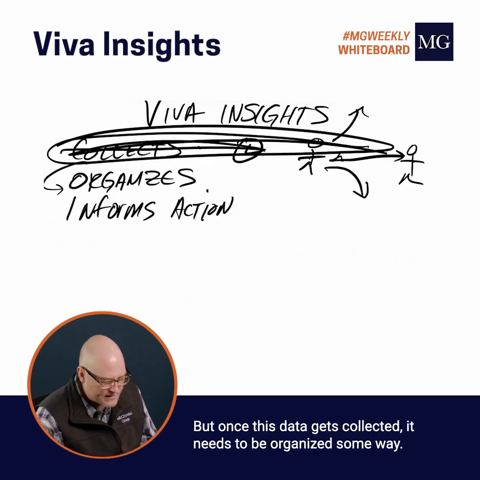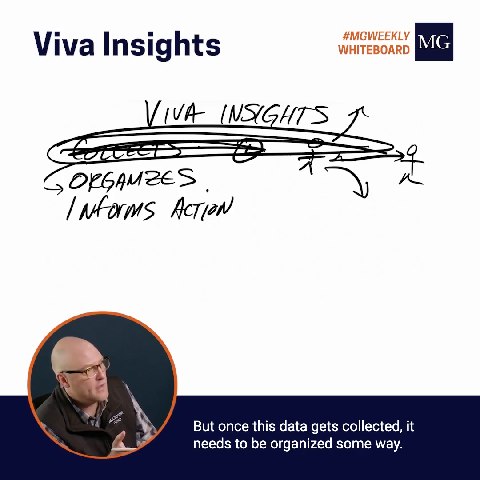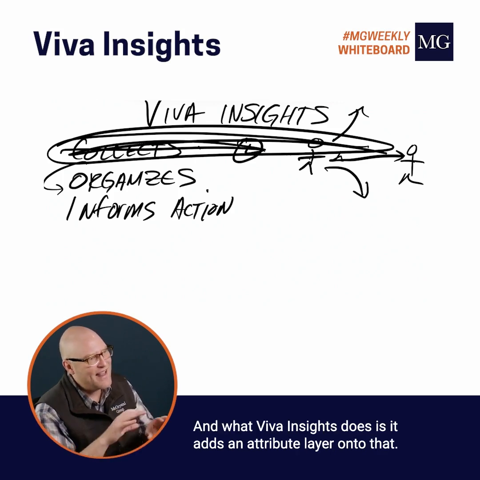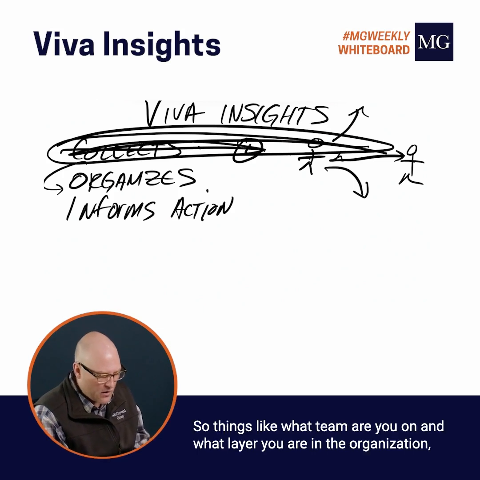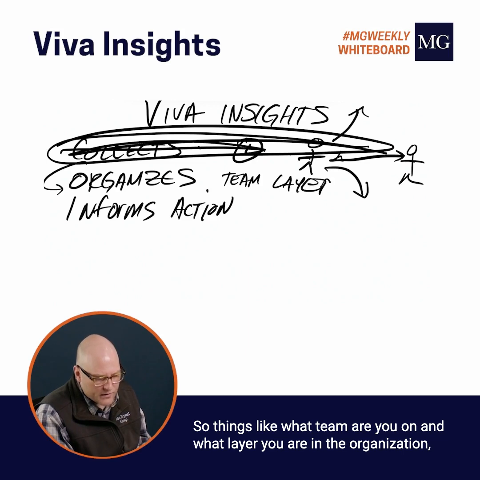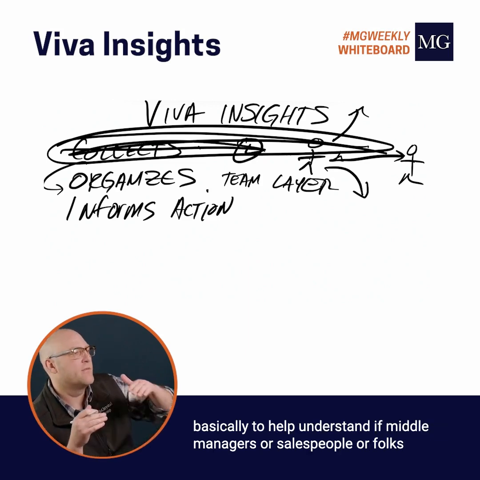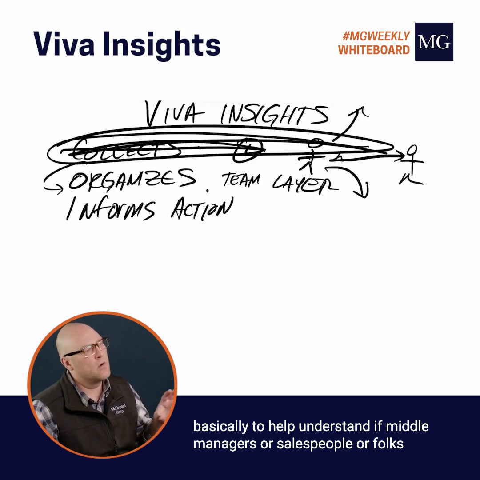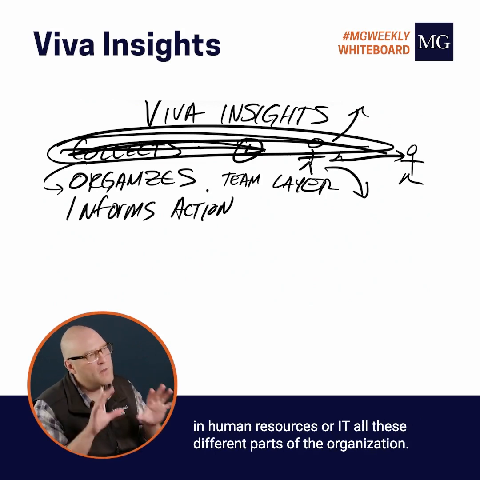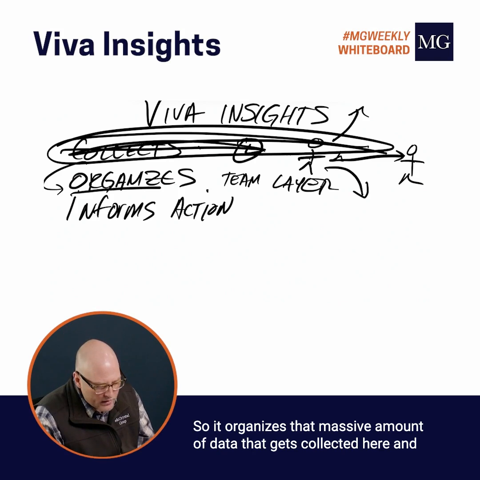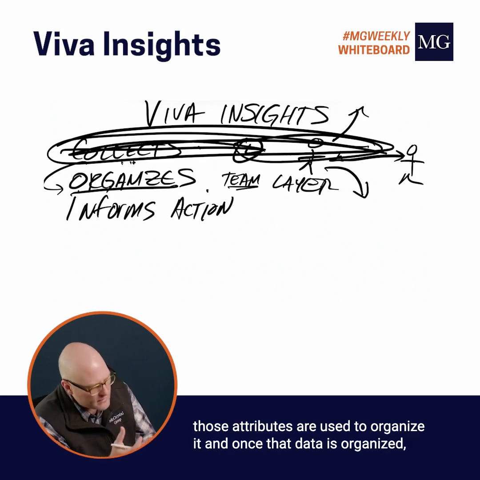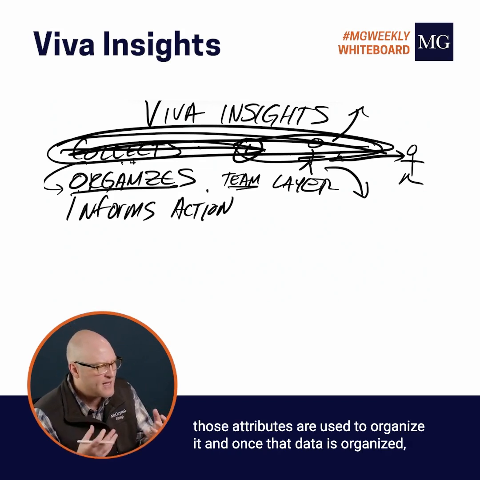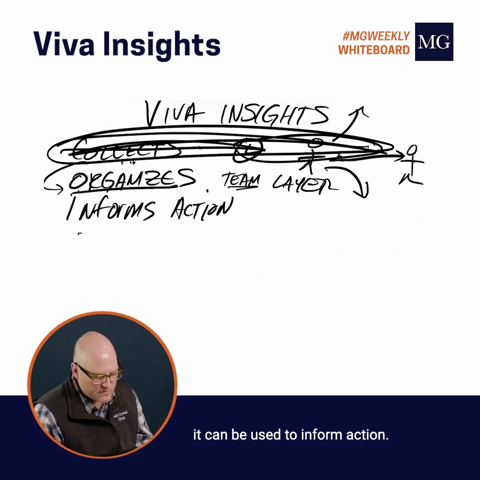Once this data gets collected, it needs to be organized some way. And what Viva Insights does is it adds an attribute layer onto that. So things like what team you are on and what layer you are in the organization, basically to help understand if it's middle managers or salespeople or folks in human resources or IT, all these different parts of the organization. So it organizes that massive amount of data that gets collected here, and those attributes are used to organize it. And once that data is organized, it can be used to inform action.